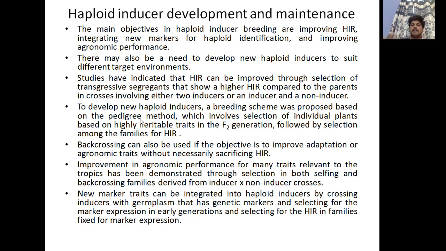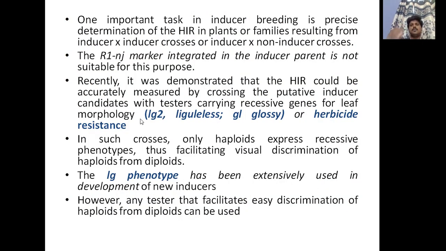New markers can be integrated into the haploid inducers by crossing the inducers with germplasm that has genetic markers, selecting for those marker expressions in the early generations, and selecting for HAR in the families fixed for those marker expressions. One important task in inducer breeding is precise determination of HAR in plants of the families resulting from the inducer-inducer or inducer-non-inducer process. So the R1-nj marker integrated in the inducer parent is not of suitable use for this purpose.